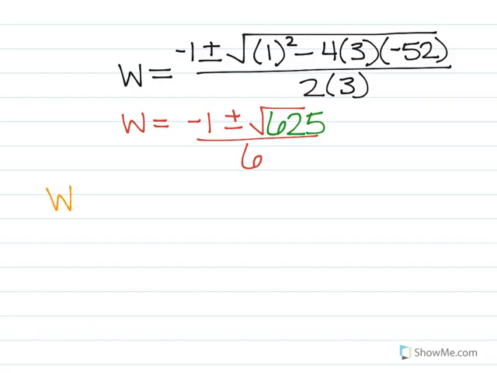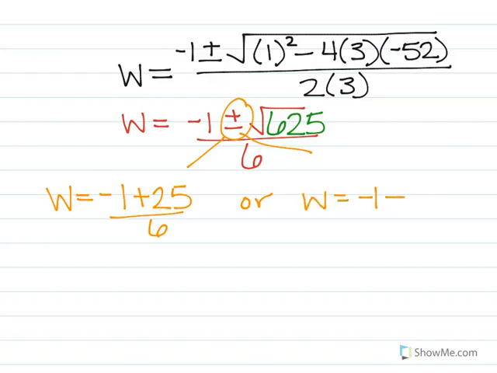So, we're going to end up with two options here. One will be negative 1 plus 25, all divided by 6. Remember, this plus or minus again allows us to get the two options. The other would be negative 1 minus 25, all divided by 6. So if we simplify this, negative 1 plus 25 will give us 24. 24 divided by 6 will give us an answer of 4. And remember, the units are important. We're talking about centimeters in this scenario.